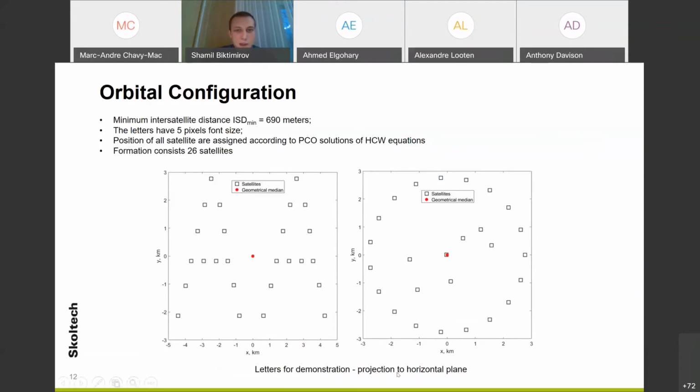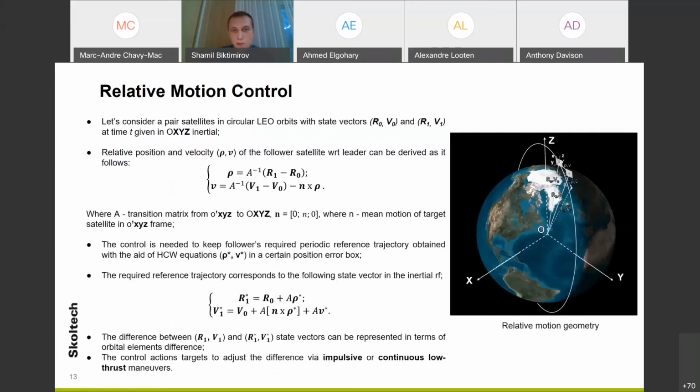Then we defined our orbital configuration for both demonstrations. We first selected the minimum intersatellite distance. It's about 700 meters and corresponds to one arc minute at this orbit. And then we built, with the minimum possible number of pixels, the letters AA, the acronym of the Acta Astronautica journal, for the morning demonstration, and the logo of the International Academy of Astronautics. These are 26 satellites in total, and then we will control these satellites to establish or deploy these configurations. For the control, we solve this problem.